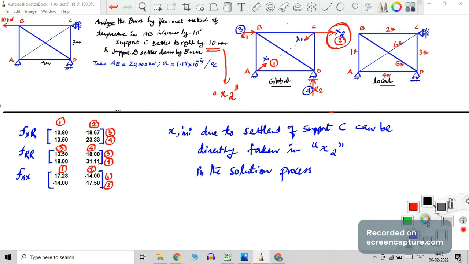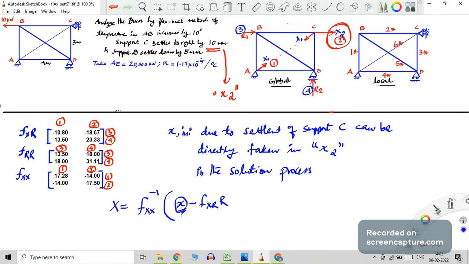Solution equation is, you remember, capital X equal to f x inverse. We have already derived this, and we know here one x is there, minus f xr r. That one x, how it came? Okay, now we are splitting it into three x initials. So that I will be doing now. That is x initial, x ini due to settlement.